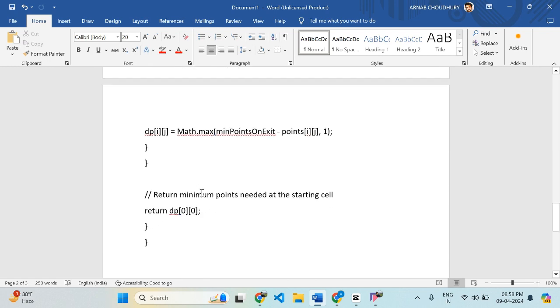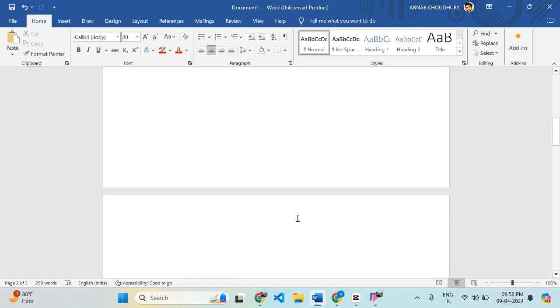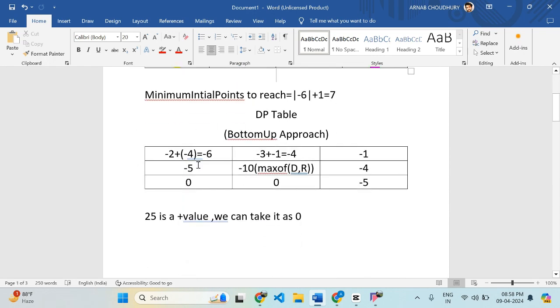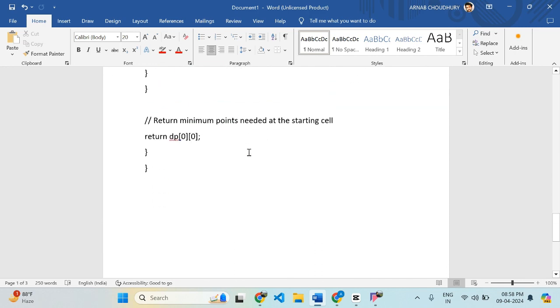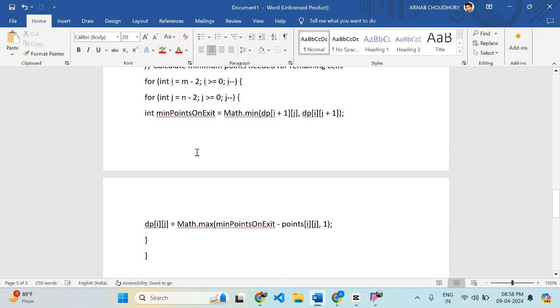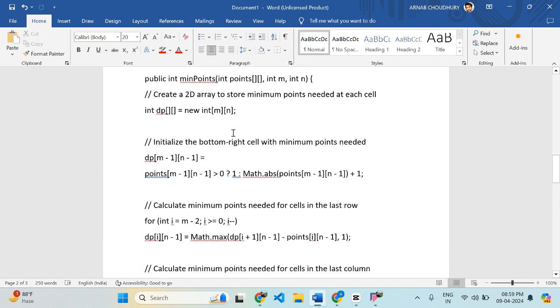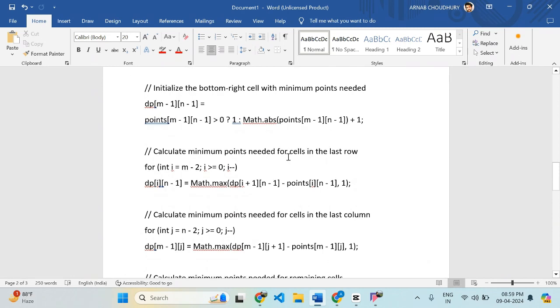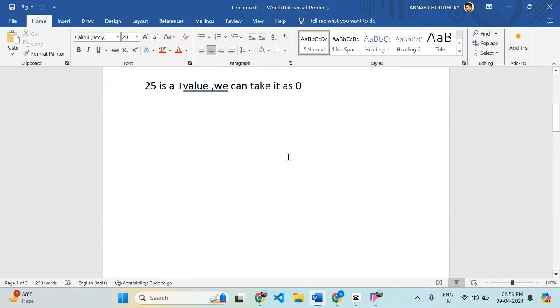Lastly, we are going to return the minimum points at the starting cell. So what is the starting cell? The starting cell in the dp table is 0 comma 0, and the value present is -6, and now we have to convert it into absolute value plus 1, and thus we return the 7 over here in this statement. So this 7, you will ask, why not 6? Because these functions have individual points calculations, and in the point calculation we have to initialize the bottom right cell with the minimum points. So plus 1 is added in order to say that no cells are empty.